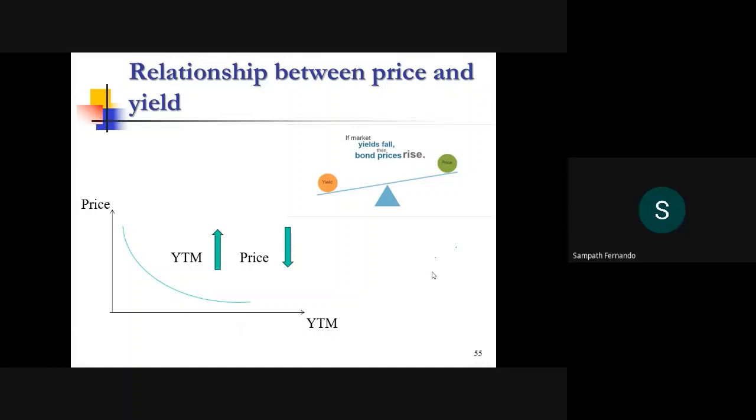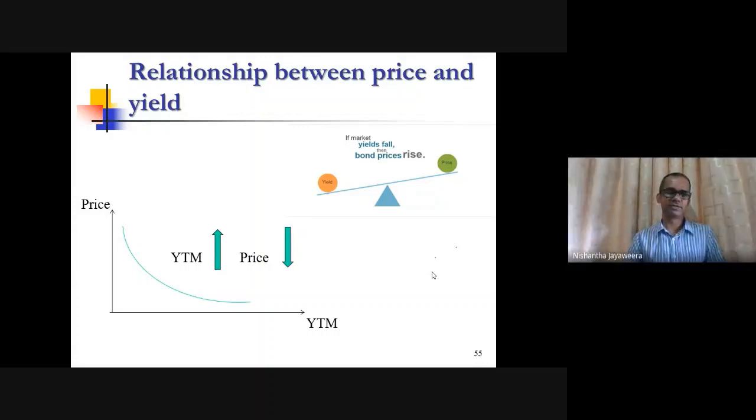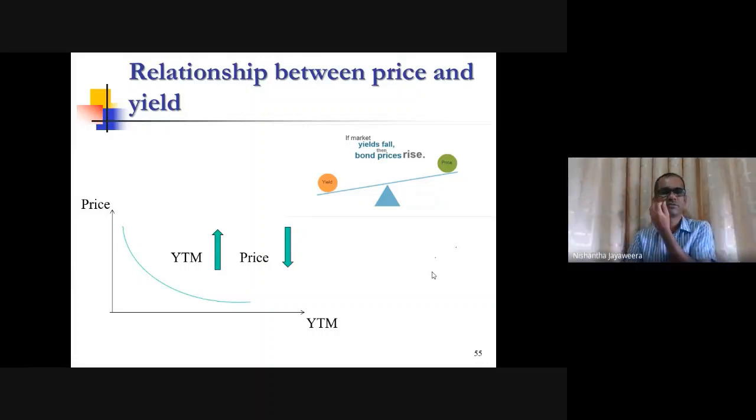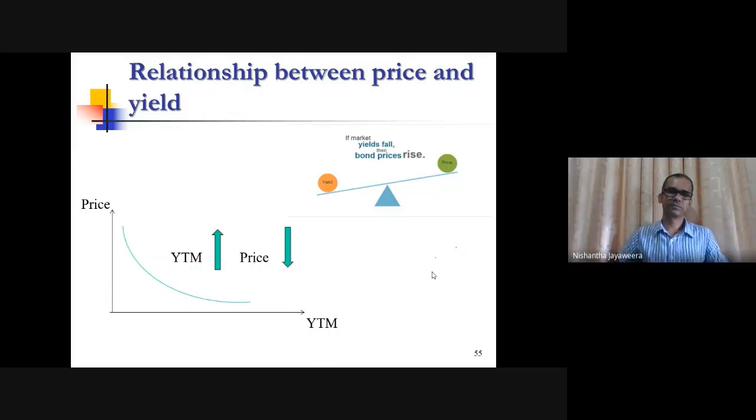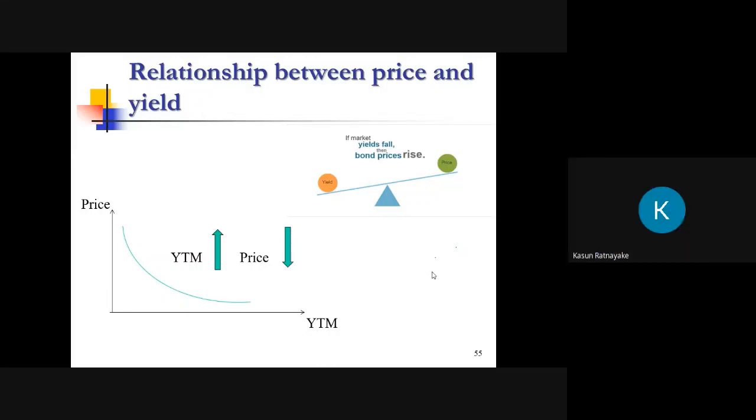Sir, when we come to yield to maturity, that means when investing in bonds, we have to give more weightage to the reinvestment risk also, no, sir? Yes, when you bid, you have to think about the reinvestment risk, whether you will be able to invest that cash at that rate. That's what you meant, isn't it? Yes, yes.